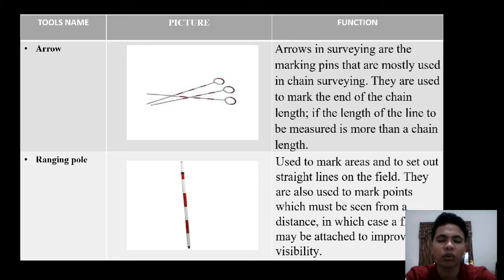And the eighth tool is ranging pole. Ranging poles are used to mark areas and to set out straight lines on the field. They are also used to mark points which must be seen from a distance, in which case a flag may be attached to improve the visibility.